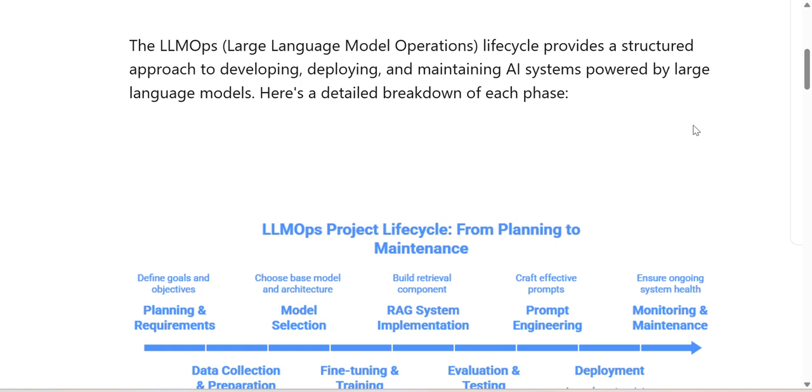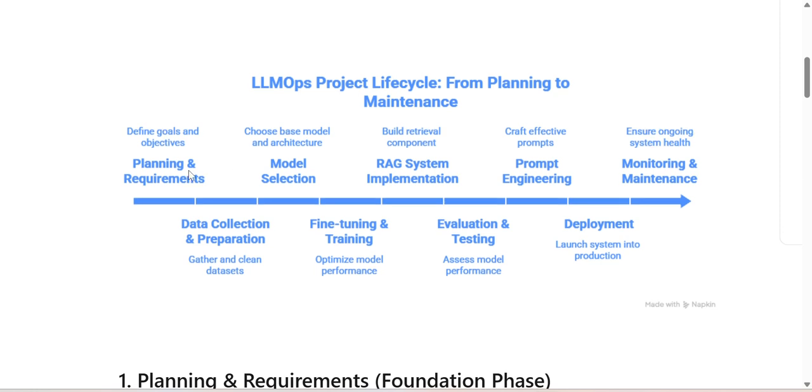We know that LLMOps means large language model operations. This life cycle provides a structured approach to develop, deploy, and maintain AI systems. So here the life cycle is, we need to plan the requirements. We can have an existing system. We get the proper requirements from the analyst or business users to start the application. After that, we need to collect the data from the business, gather the data and clean the data.